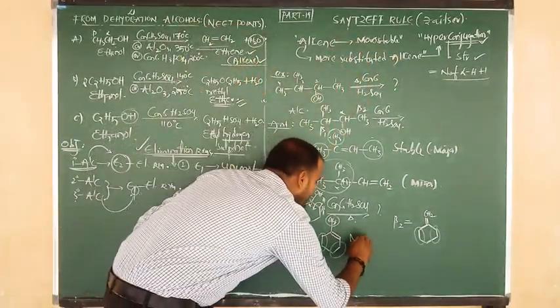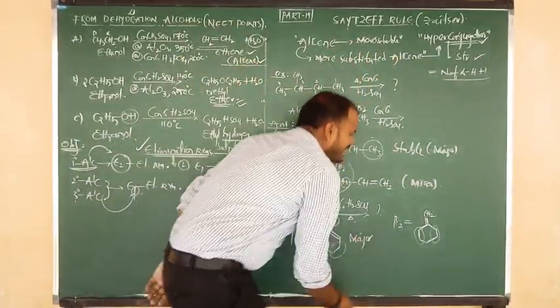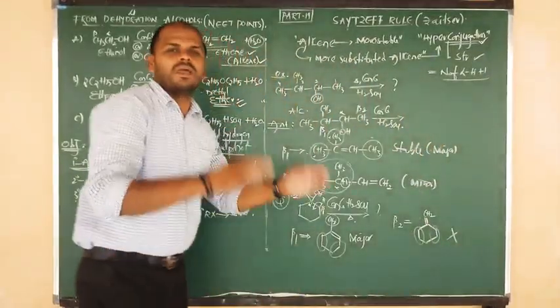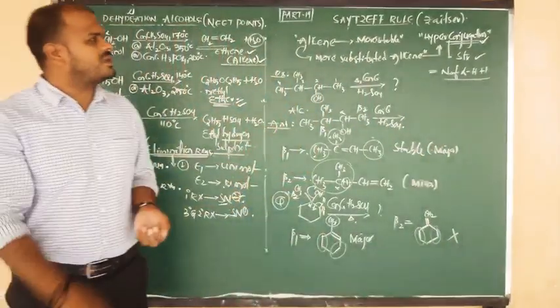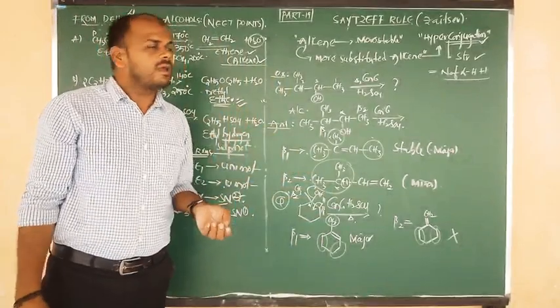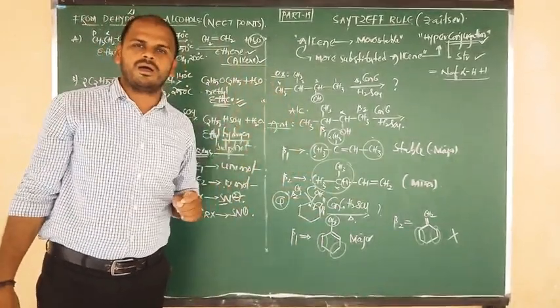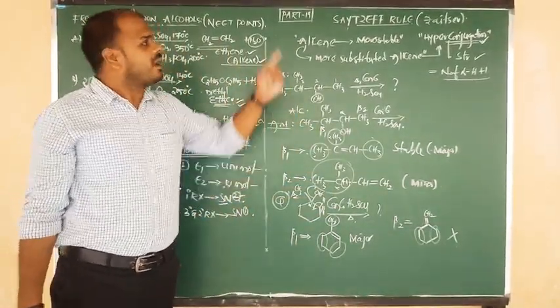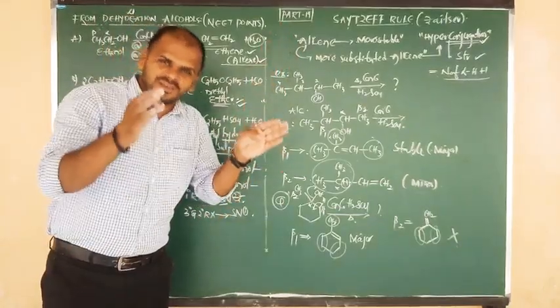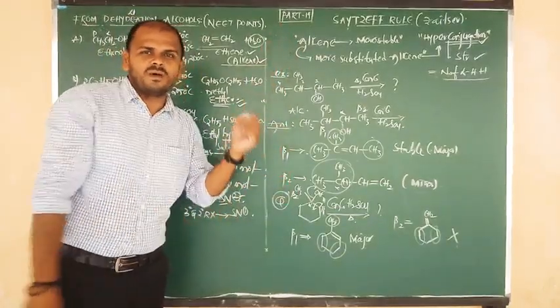So we have to say that this is the major product, and this is the minor product. In that way we have to decide the stability of the alkene in dehydration of alcohols. Now, on the basis of Saytzeff, one more evergreen example I want to give you.